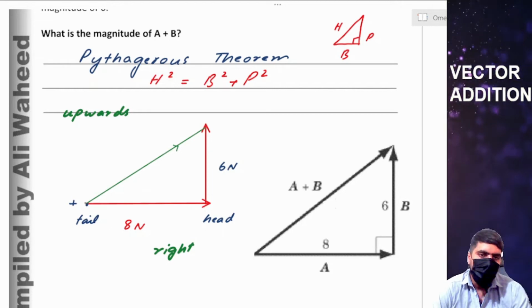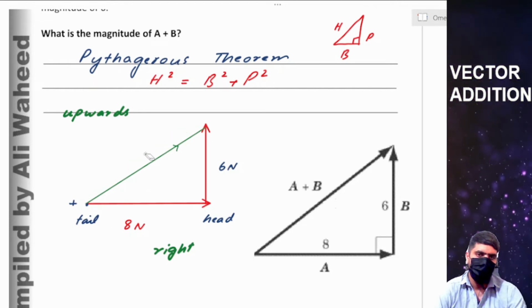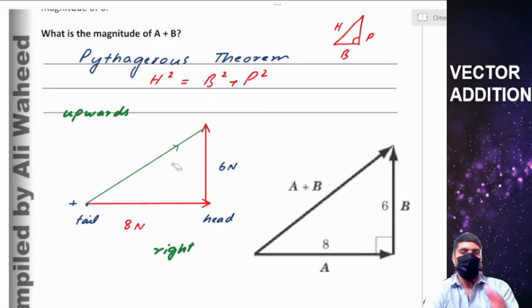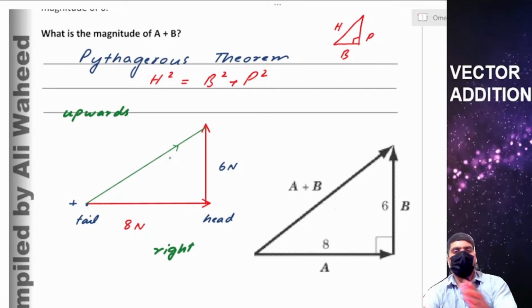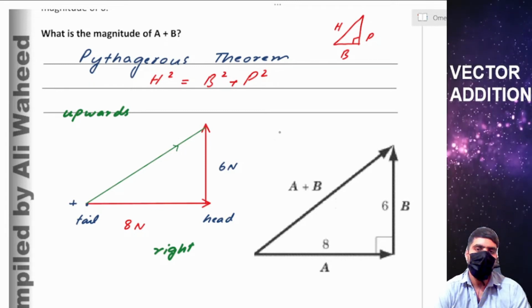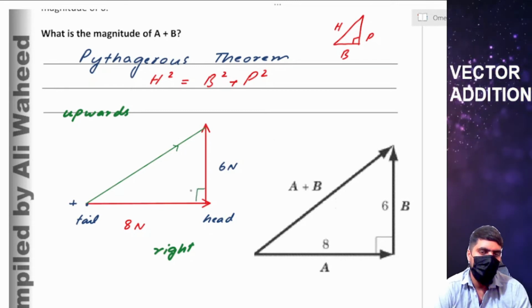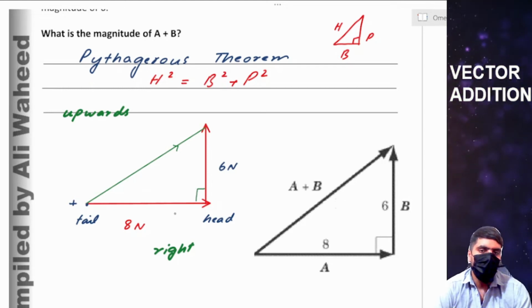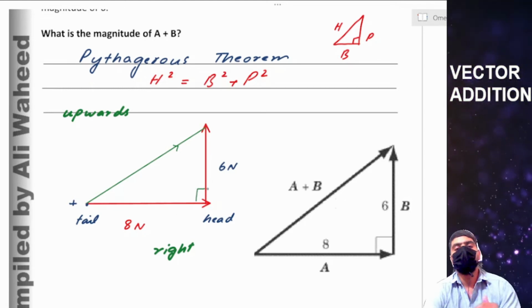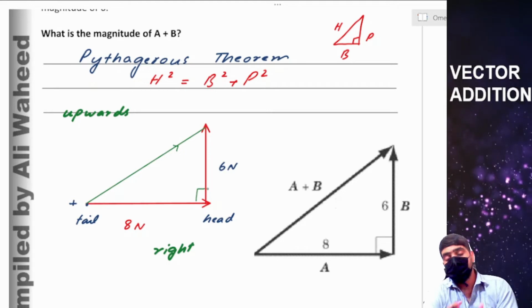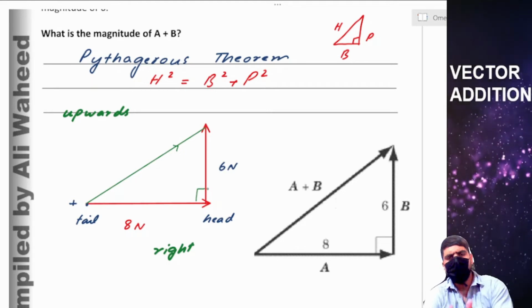And say that I started from this side and I was going over there upward. So the direction of the arrow should be toward the top right corner. Now we do have a right angle triangle, since this angle would be 90 degrees. 8 Newton was towards the right side, 6 Newton was upwards. We do have a right angle triangle.